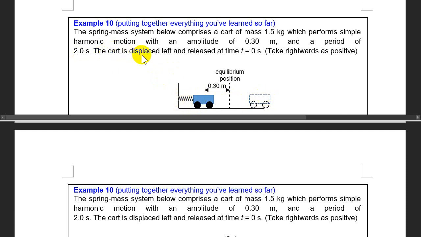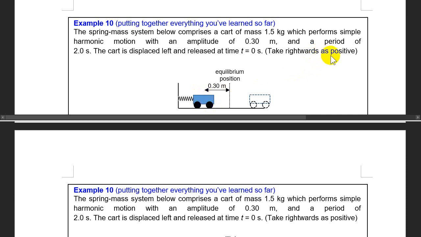Okay, the cart is displaced left and released at time t=0. Okay, this phrase is also important. It tells us that this cart starts at the amplitude position. Because we know that for the formula for simple harmonic motion, there are two sets of formula. One set is for if it's released at the amplitude position, another set is if the motion starts at the equilibrium position. So this one, the motion starts at the extreme end.